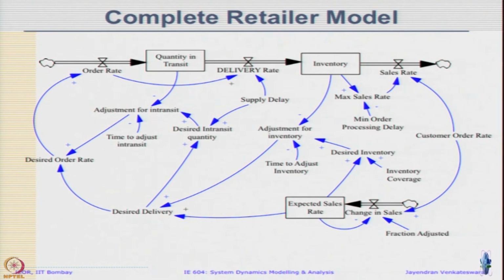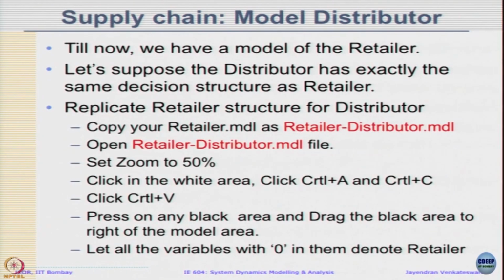Start of the lecture, the first slide at least talked about supply chain. So, let us at least move towards the supply chain to see how it is going to look. Till now we have a model of the retailer. Let us suppose the distributor has the exact same decision structure as the retailer, meaning whatever the retailer is ordering, the order goes to the distributor. The distributor will then check his inventory and supply that to the retailer, and in turn the distributor is going to order from say some factory upstream.